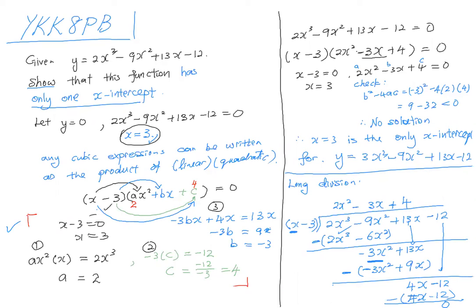So you prefer which way? For me, I want to work fast. I prefer this way because you can work in your mind. You can know a and c straight away. So I leave it to you. That is called long division.